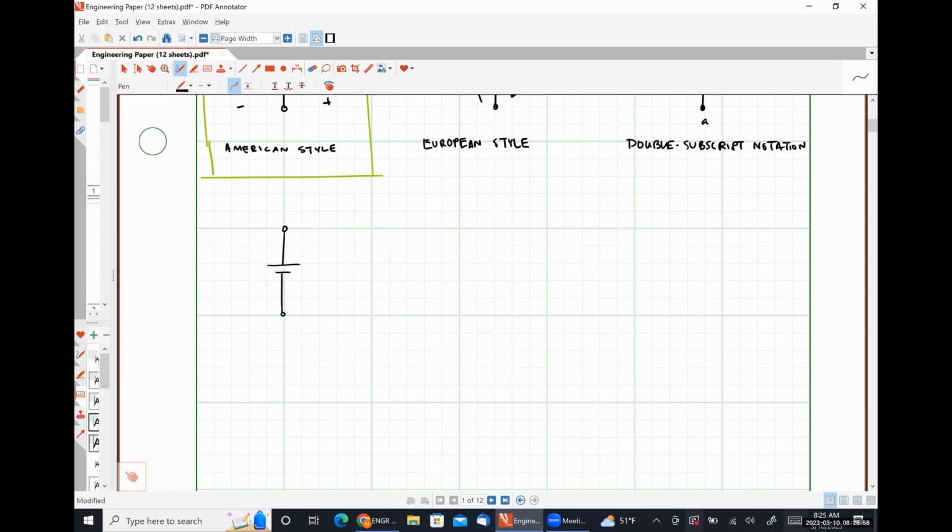This is the typical symbol for a battery. I prefer explicitly giving it a positive and negative polarity terminal. The long line is always the positive polarity terminal, and the short line is always the negative polarity terminal for a battery schematic symbol like this, but I prefer to explicitly write it so that there is no confusion.